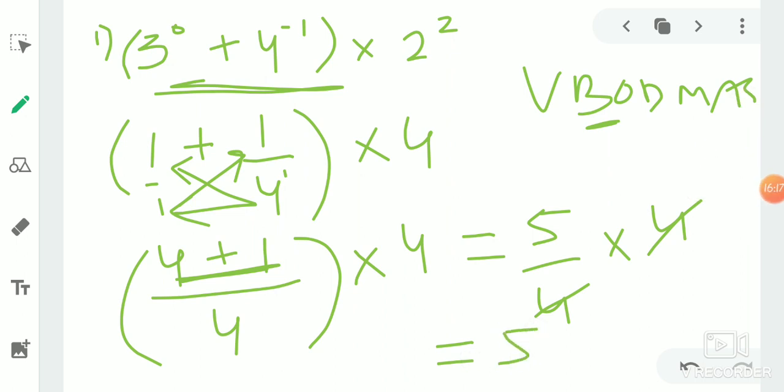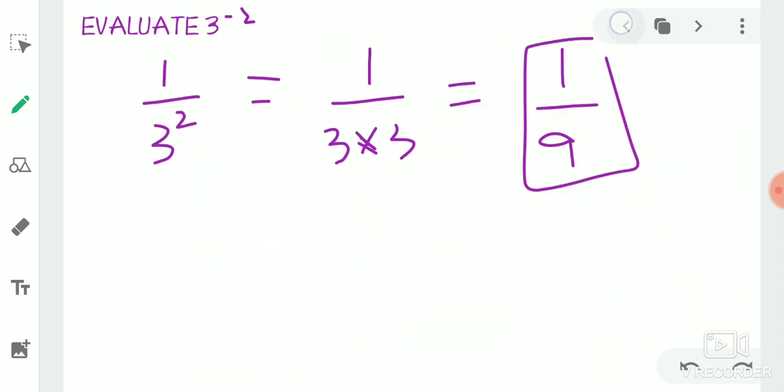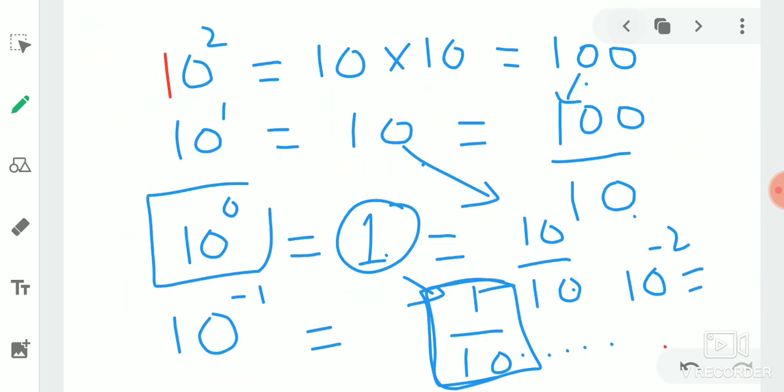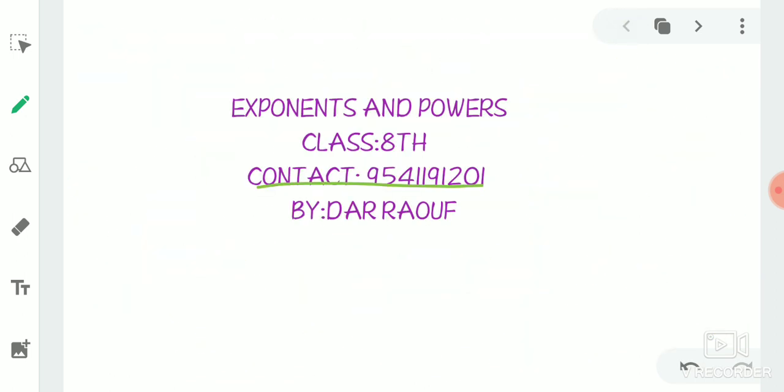I hope you have learned many things from this video. You will try some more examples on exponents and powers. If there is any problem regarding what we have learned in this lecture, you can WhatsApp me on the given WhatsApp number which I have provided in the first slide, that's here. I can help you there.